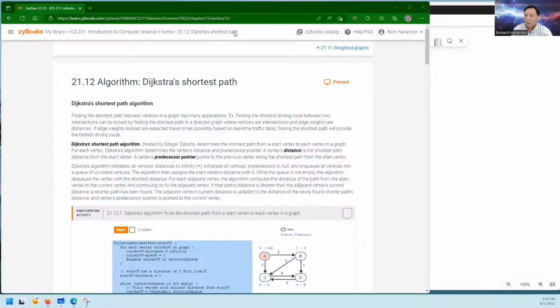So we're going to look at Dijkstra's shortest path. So let me share my screen. So we're doing section 21.12 of this textbook.